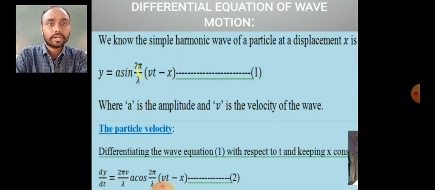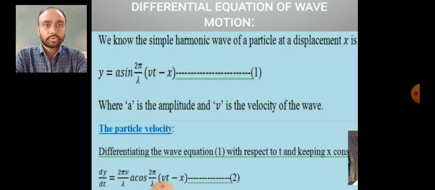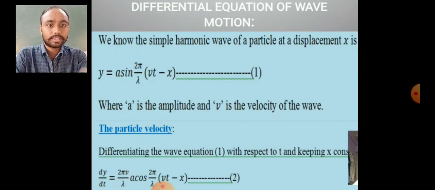Right, now if we take the derivative of this theta with respect to time, in that 2 pi by lambda is constant, it does not have any dependence upon time. So 2 pi by lambda, here we have written 2 pi by lambda as it is. This a is already constant, and now we take the derivative of this particular bracket, Vt minus x, with respect to time.